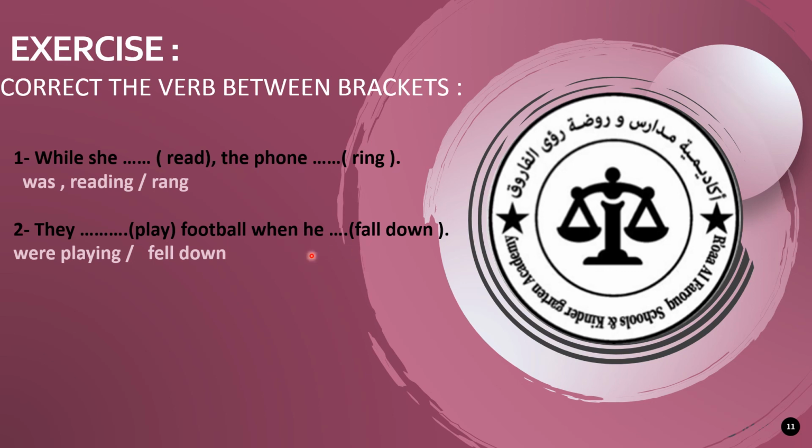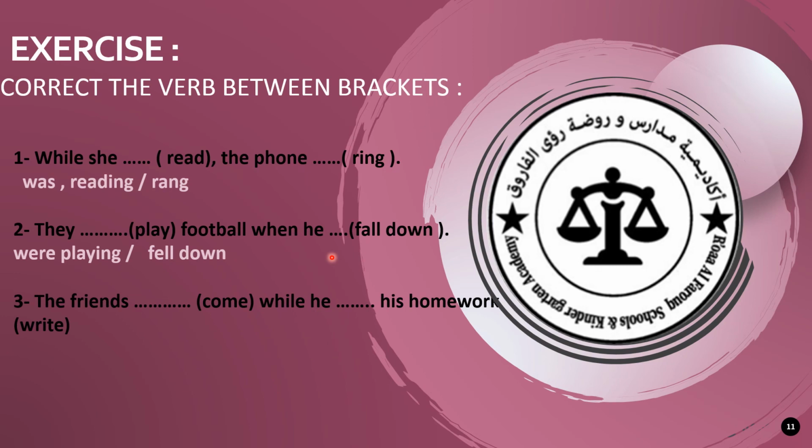Can you tell me where is the long action and the short action? Bravo. They were playing football is the long action, and this is in the past continuous, and he fell down, this is the short action, and this is in simple past.